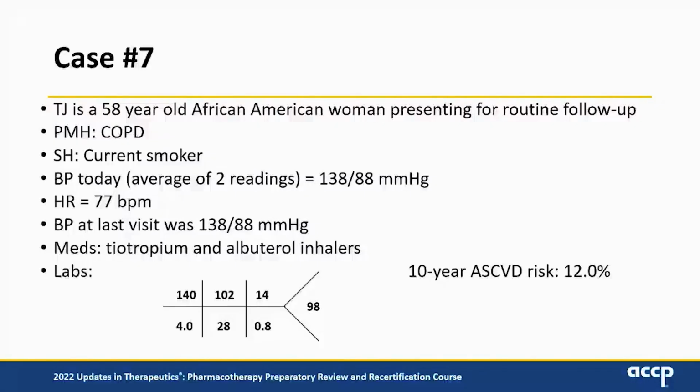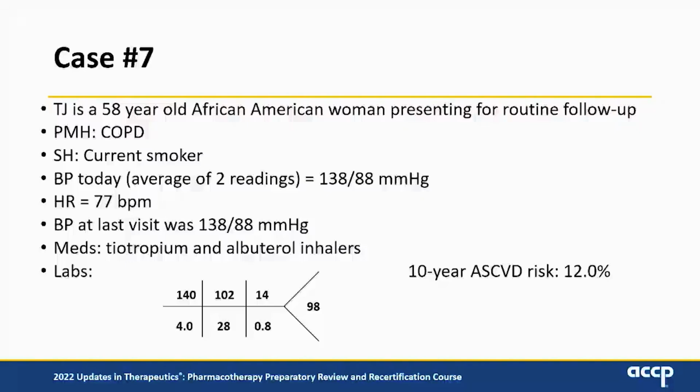So our hypertension case, we have TJ, a 58-year-old African-American woman presenting for routine follow-up. She has a history of COPD and is a current smoker. Her blood pressure today is 138/88, the same as at her last clinic visit. Her heart rate is 77. She takes a couple of inhalers, but that's it. Her labs are listed and are normal, including a potassium of 4 and a creatinine of 0.8.